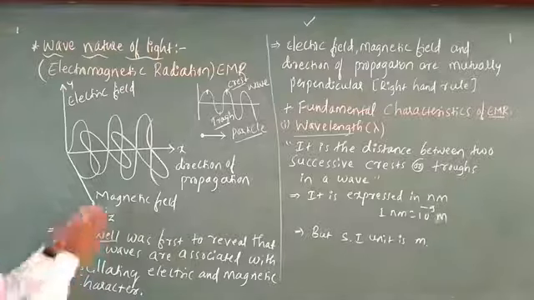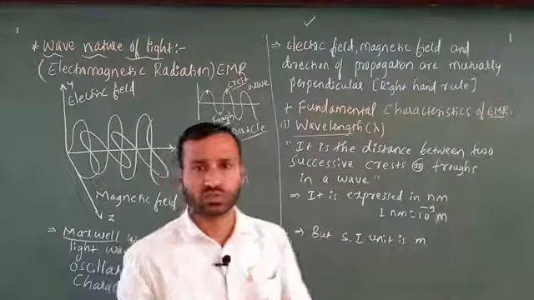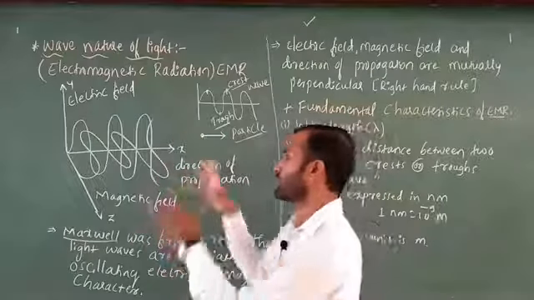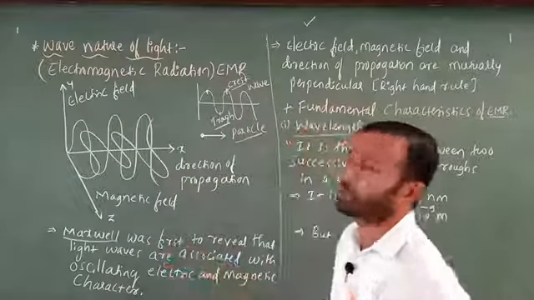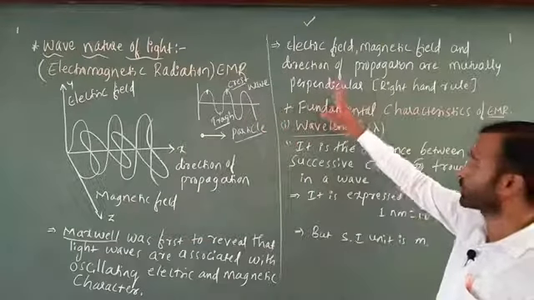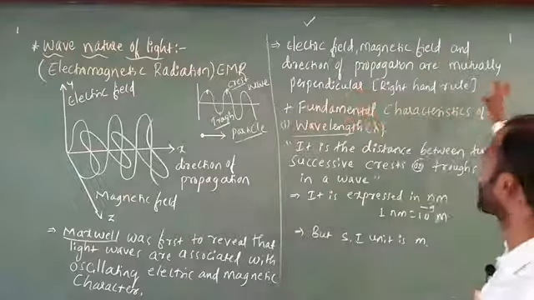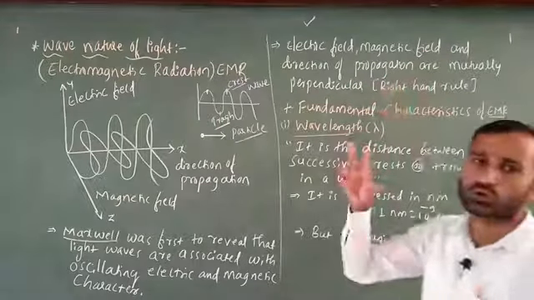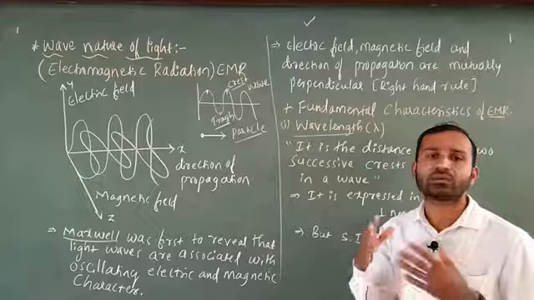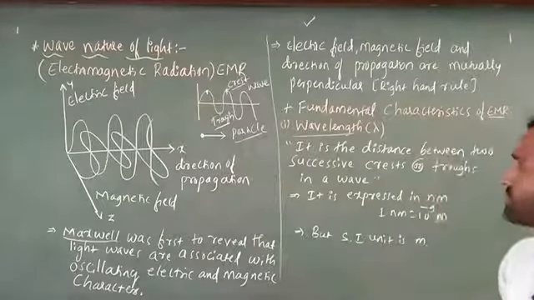the magnetic field. These two are mutually perpendicular to each other. These three, not two, these three are mutually perpendicular to each other. That point I wrote here for notes purposes: electric field, magnetic field and direction of propagation are mutually perpendicular. It looks like the right hand rule. That is important.